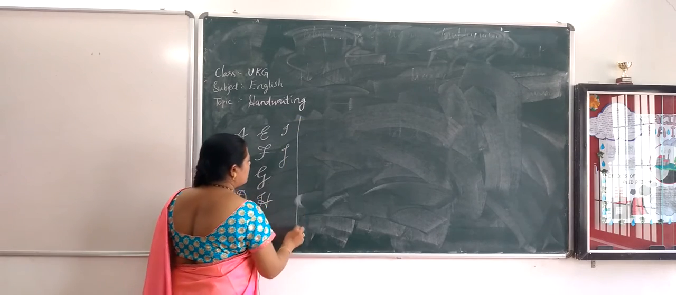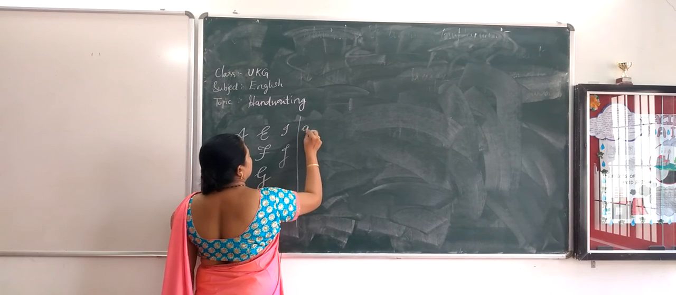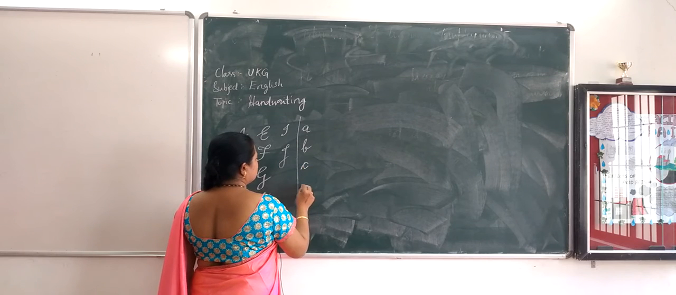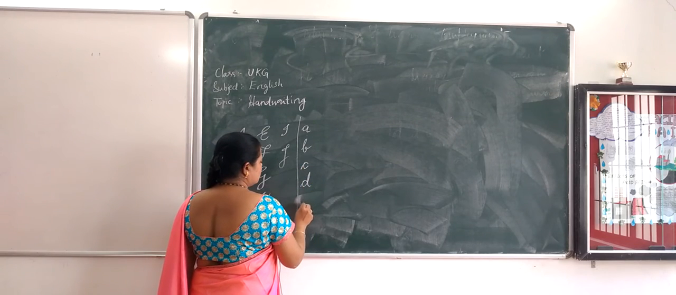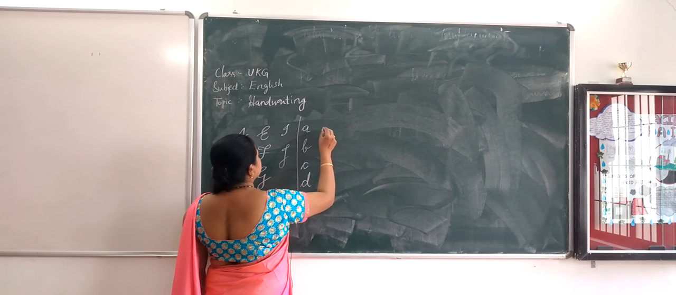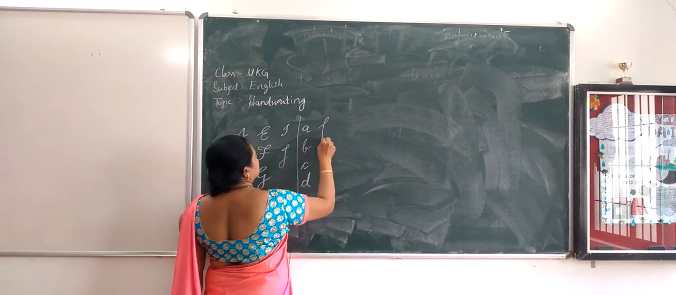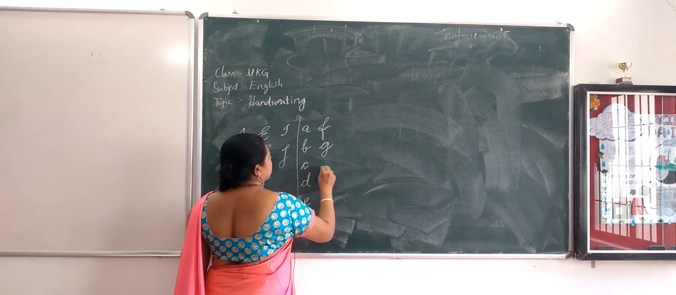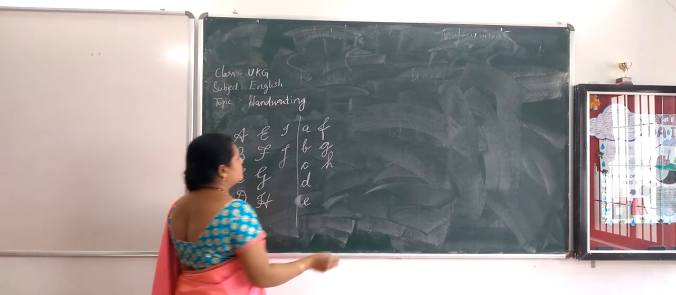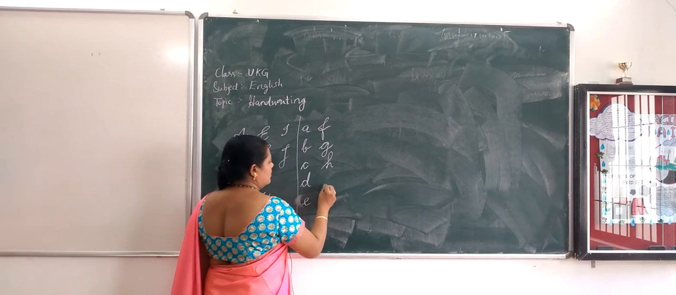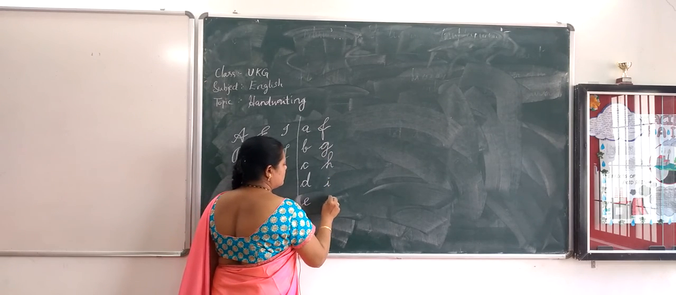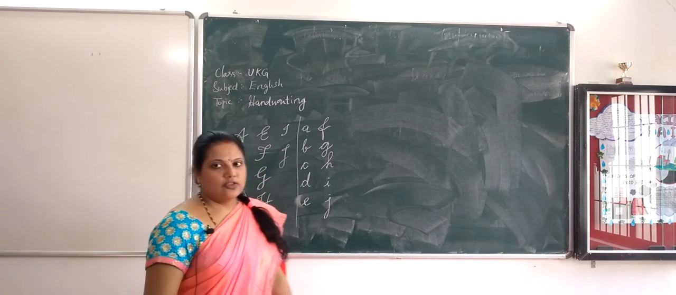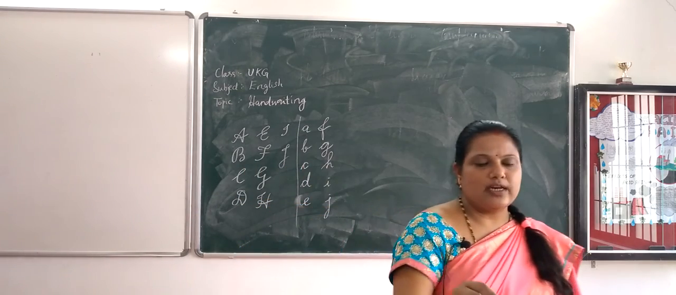How do you write the small? See, a, b, c, d, e, okay, f, g, h, okay, h, i, j. Okay.